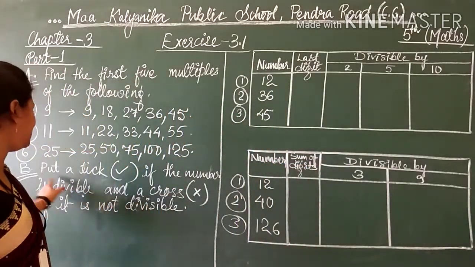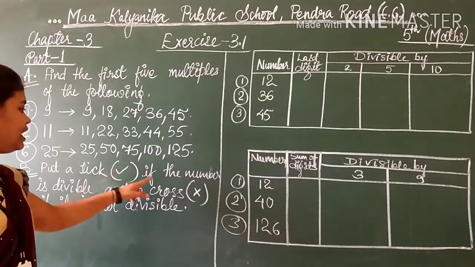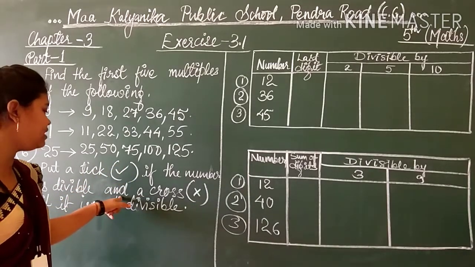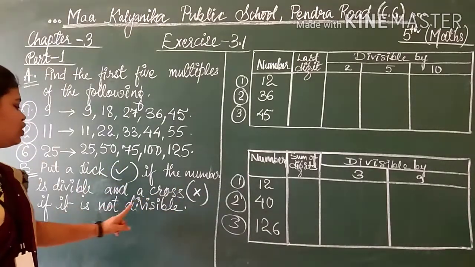Okay, now question number B, students. Put a tick if the number is divisible by and put a cross if it is not divisible.